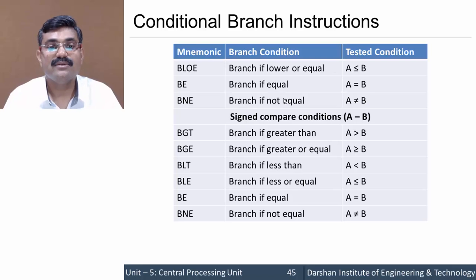Now next we have the signed compare conditions. These are all for unsigned comparison, but if the numbers A and B are signed, then we need to go for BGT, branch if greater than, BGE, branch if greater or equal, BLT, branch if less than, BLE, branch if less or equal. And this is the same for both branch if equal and branch if not equal, for signed as well as unsigned.